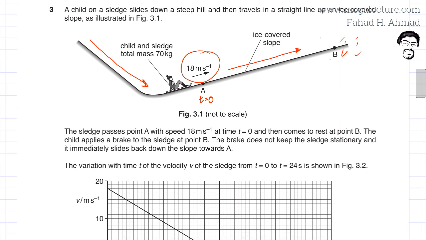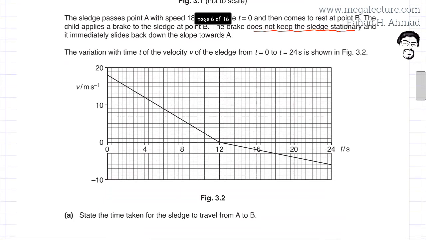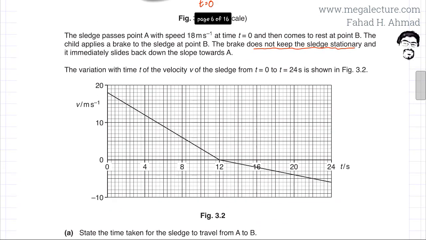So at point B, it comes to rest, and after coming to rest at point B, the brake does not keep the sledge stationary, so the sledge starts moving down the slope. Now the variation with time t of the velocity v of the sledge from t is equal to 0 to t is equal to 24 seconds is shown in figure 3.2. Let's move to figure 3.2, and this is what's happening.